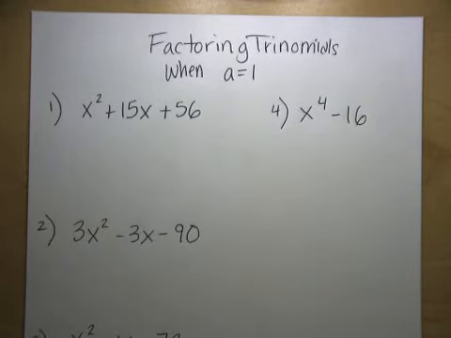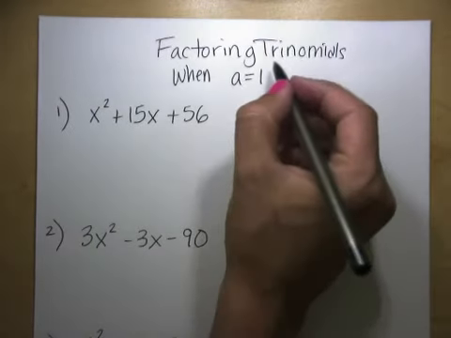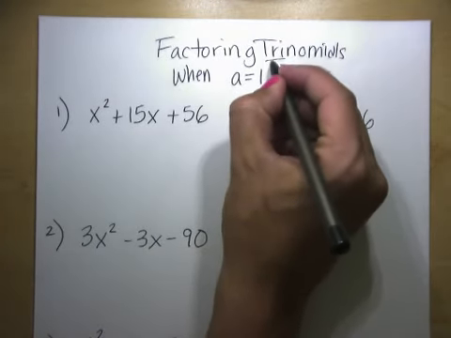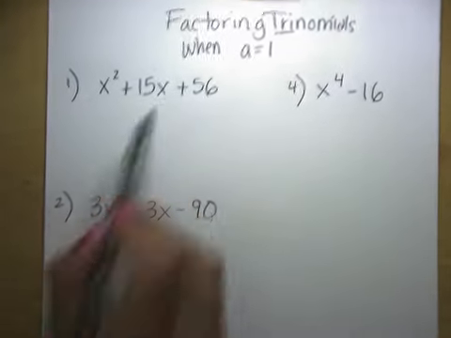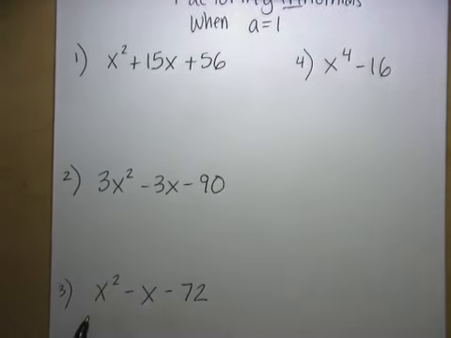Alrighty, you guys, here's a second video about factoring. The first one was how to factor out a common factor and how to recognize difference of squares. So in the first three examples we're going to do today, we're going to factor trinomials. Trinomials, remember, tri means three, have three terms. So 1, 2, and 3 are all examples of trinomials.